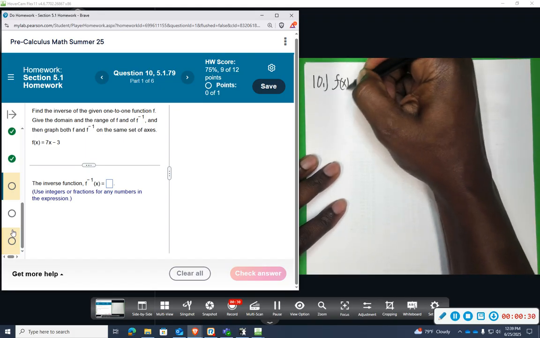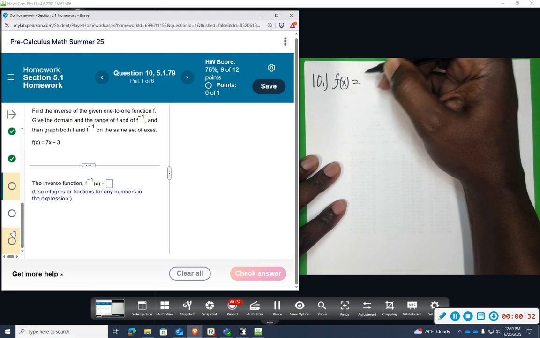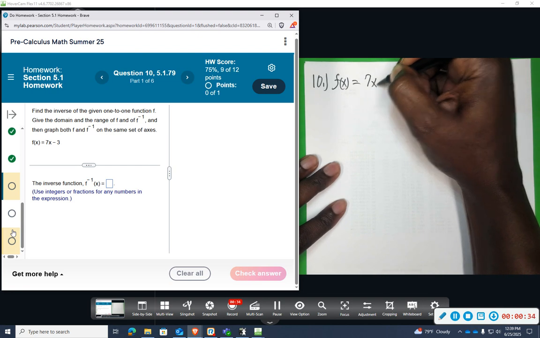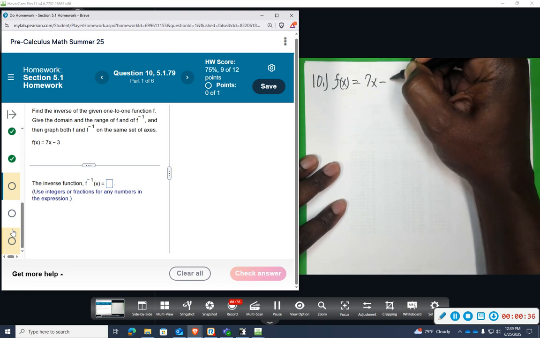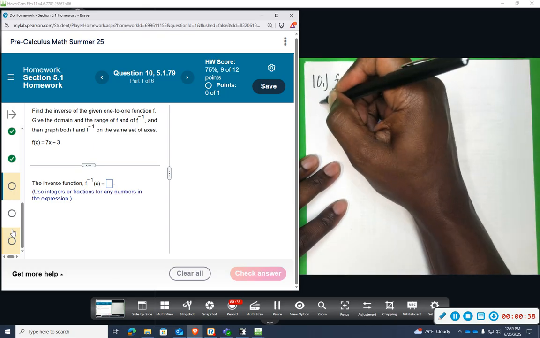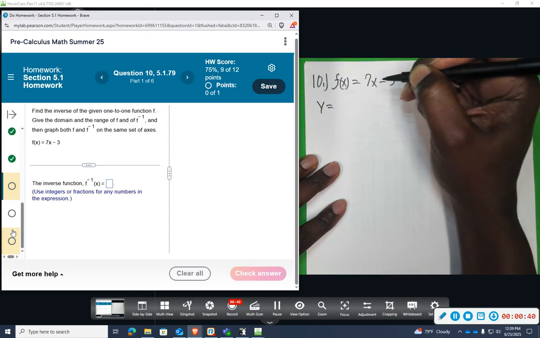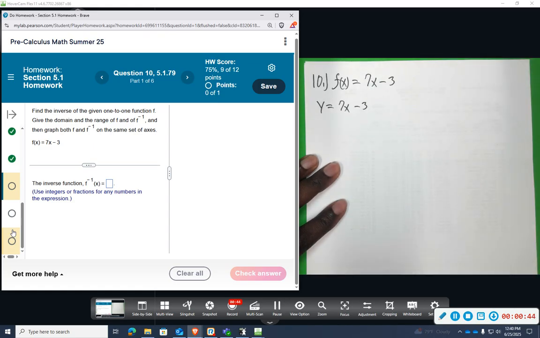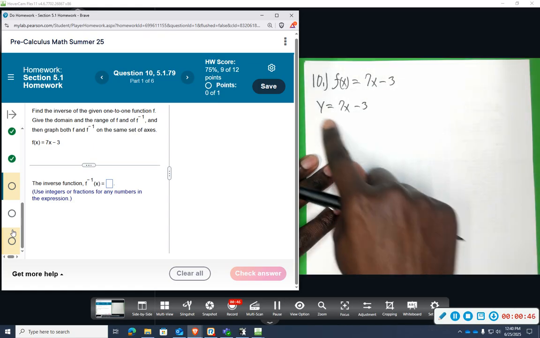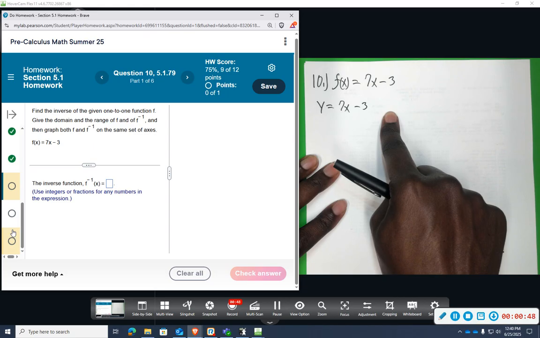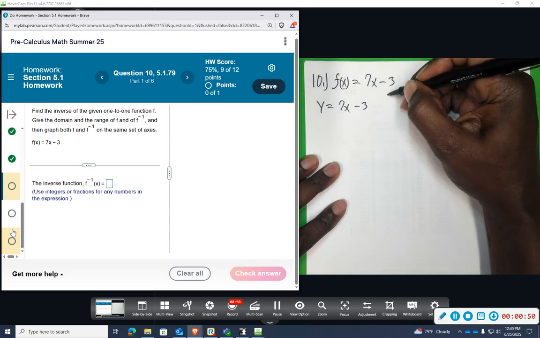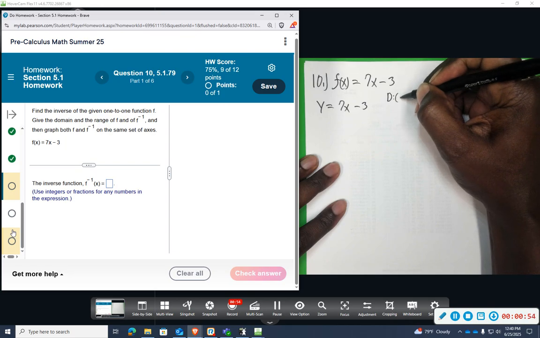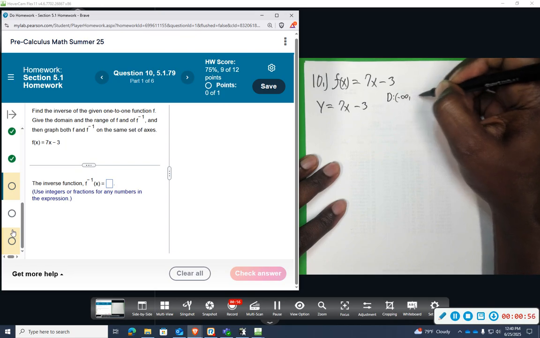So starting with f of x, which is 7x minus 3, I want to replace that. So what we're looking at is y equals 7x minus 3. Now, this being a linear function, we know that the domain is going to be negative infinity to positive infinity.